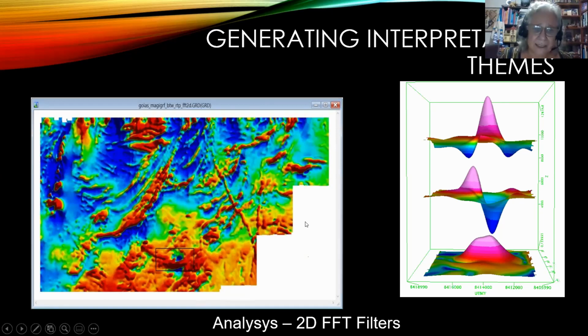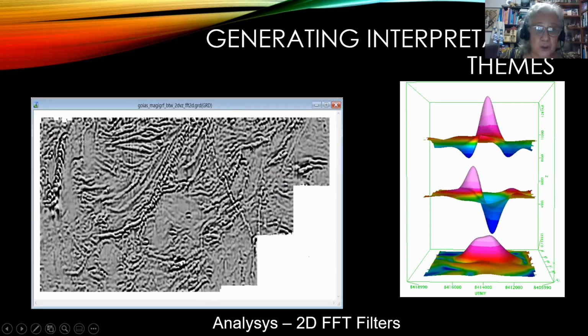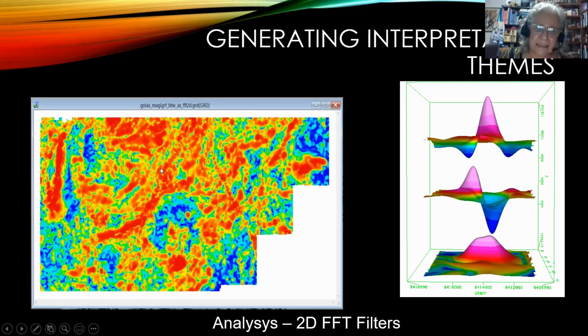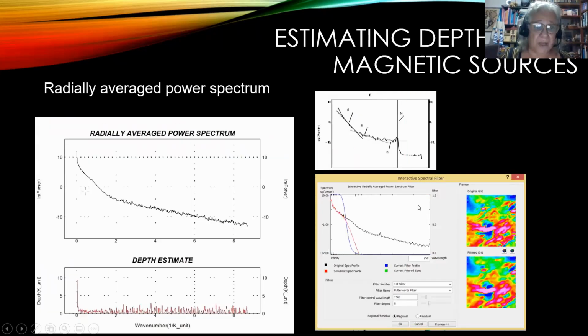This is the RTP. Then you have the vertical derivative, first vertical derivative, very good for structures. And then you have the second order vertical derivative. Now you can see that more noise is coming in, but it's still good to interpret structures. And then you have the analytic signal. As I told you, it puts everything positive, so it's really easy to find where the highs are. And the tilt filter, also good for structural analysis.